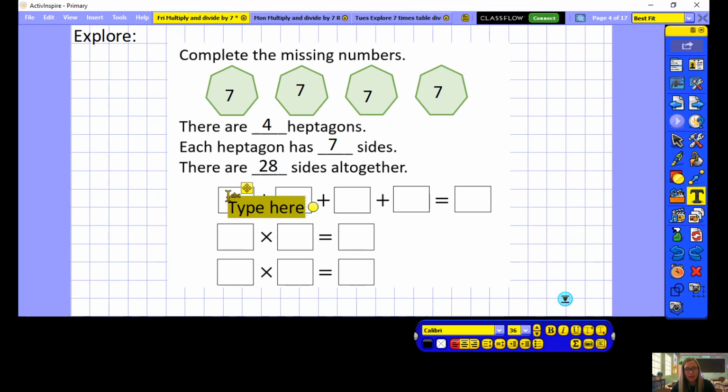Okay, yes. So 7, add 7, add 7, add 7 is equal to 28. And we then can write this in a more efficient method where we can say 4 times 7 equals 28, and we can use the same numbers but change them round to the other way so that we can say 7 times 4 equals 28. Brilliant.